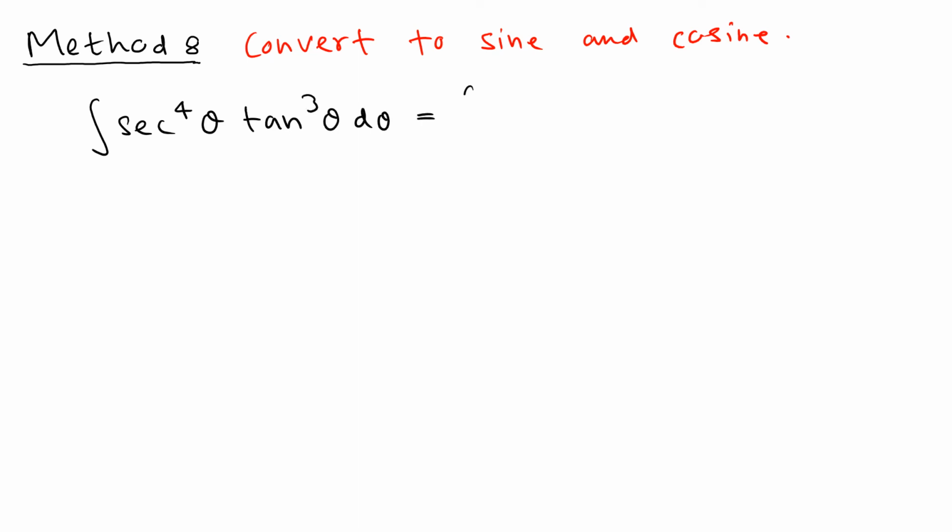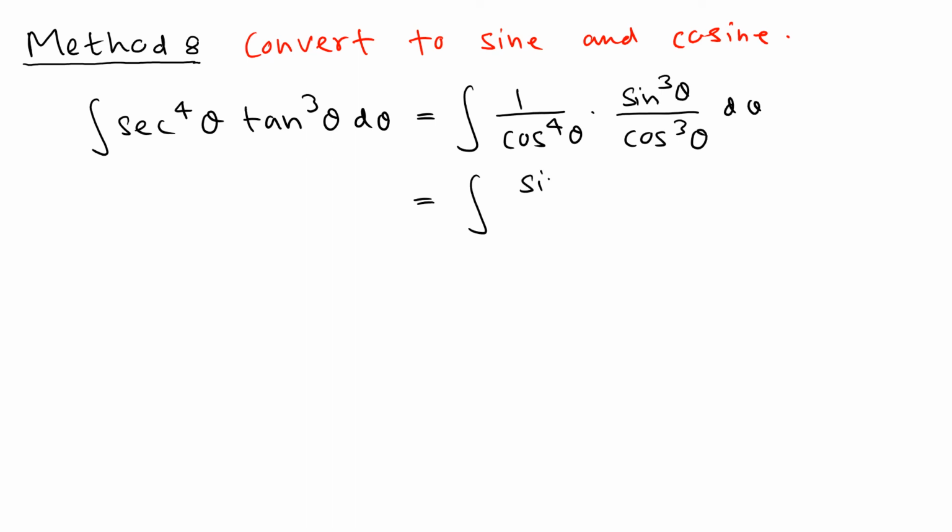So we're going to convert. Since secant is 1 over cosine, the first term you can write as 1 over cosine^4 theta. Since tan is sine over cosine, you can write this one as sine cubed theta over cosine cubed theta d theta. Now we're going to combine the terms, so we can write this as sine^3 theta over cosine^7 theta d theta.